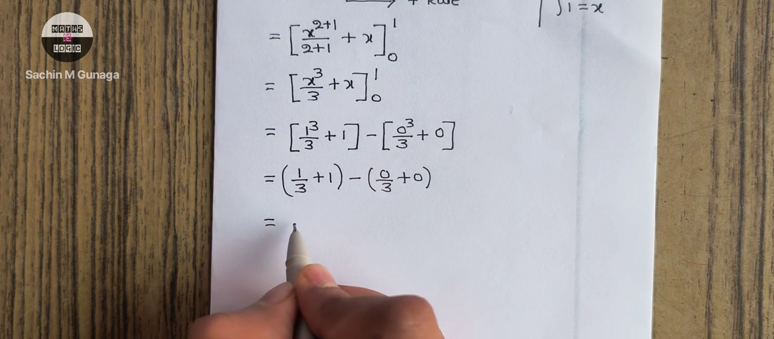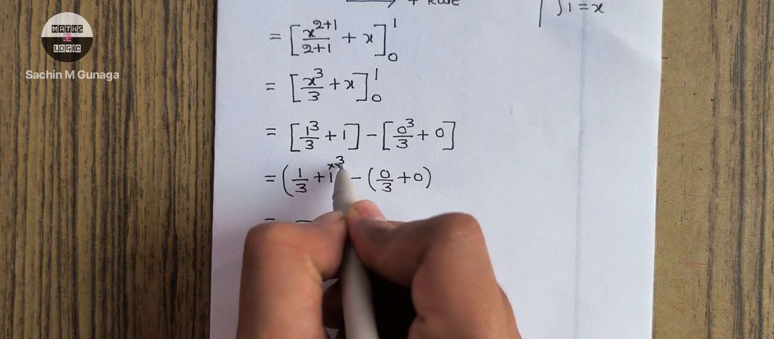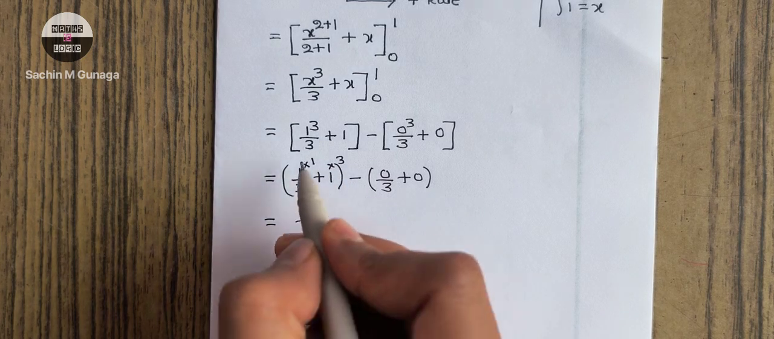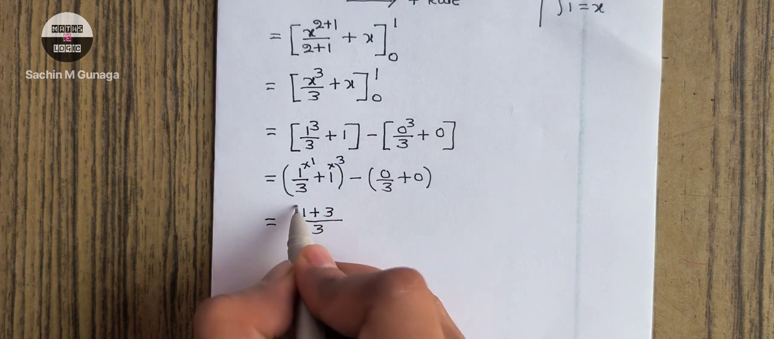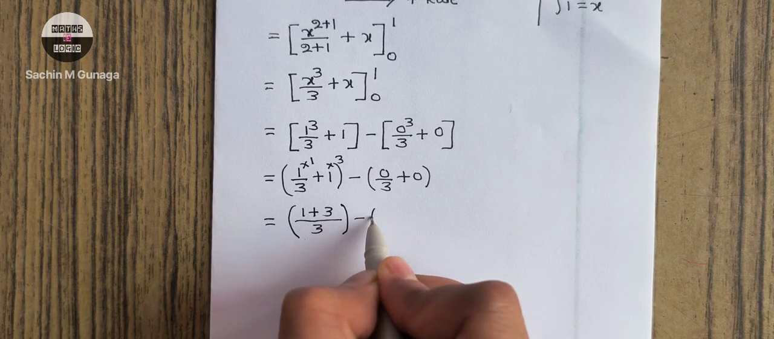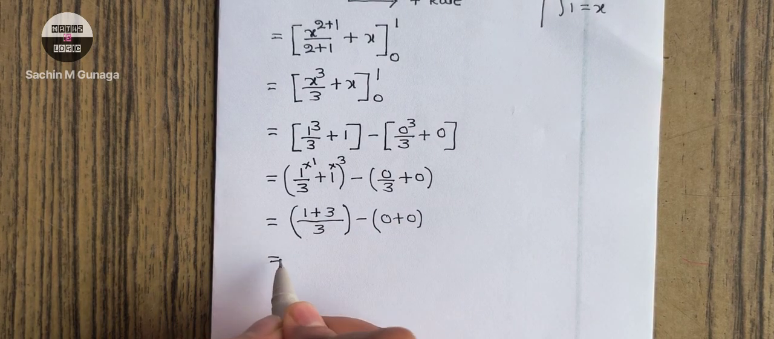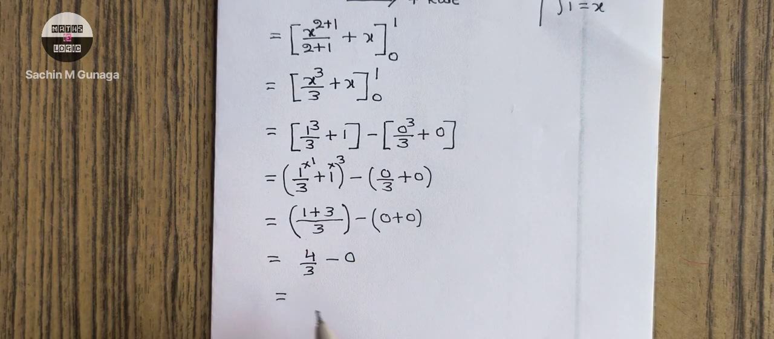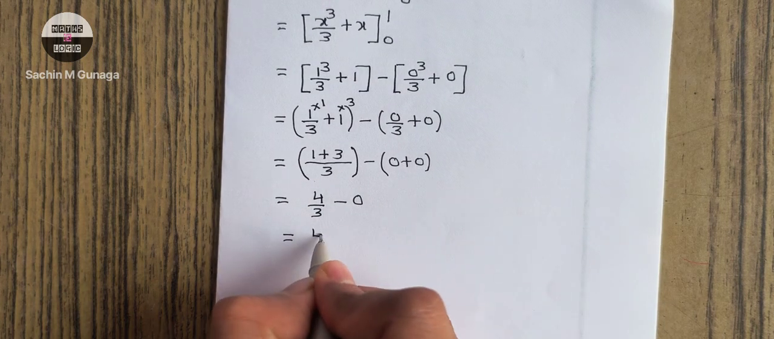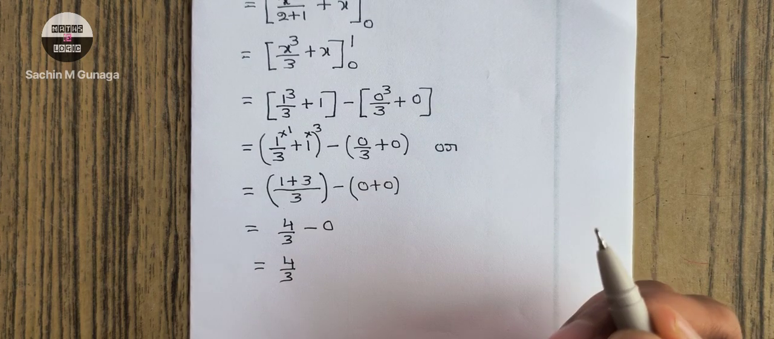If I take the LCM, it is 3. So here multiply by 3 and here multiply by 1. So 1 into 1 is 1, plus 3 into 1 is 3, minus, this value 0 plus 0. Therefore it is 1 plus 3 is 4 divided by 3, minus 0 plus 0 is 0. Therefore what is the final answer? 4 divided by 3.